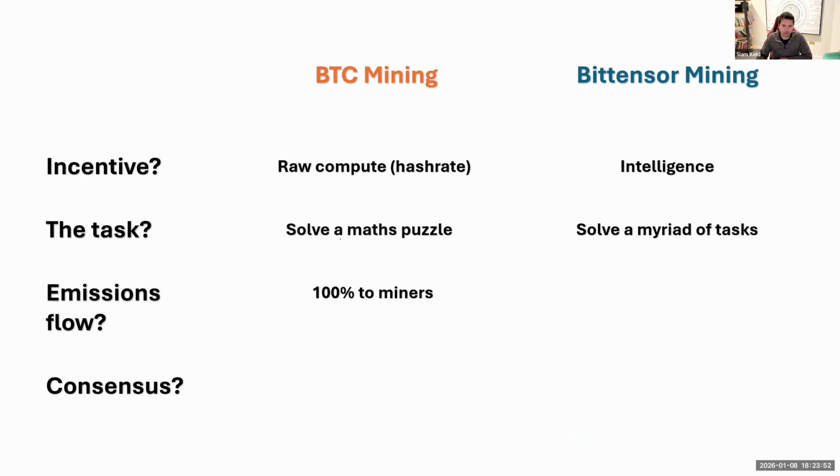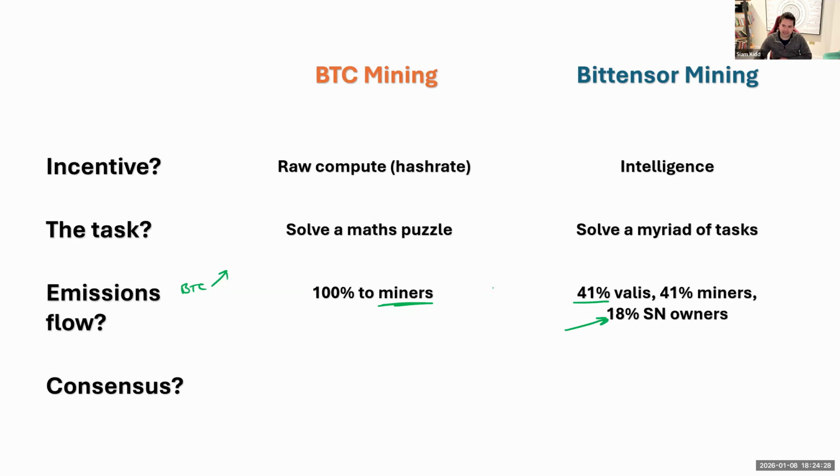Now, the emissions flow for Bitcoin is that 100% of the emissions, as in the Bitcoin being pumped out into the world, all went to miners, i.e. people with computers providing compute power. With Bittensor, it's a much better system. You have 18% of the TAO going out there, the subnet tokens, going to the subnet owners, 41% going to the validators, and 41% to the miners.